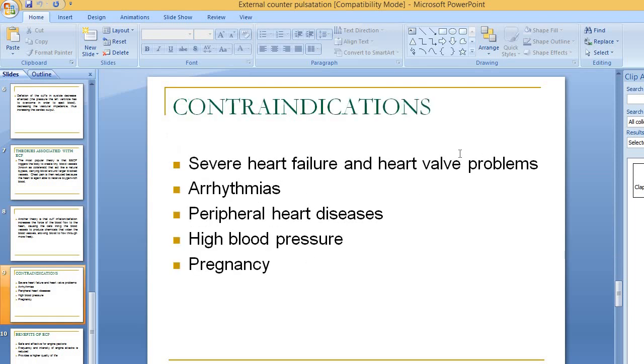And some contraindications are there. One is severe heart failure and heart valve problems, and another is arrhythmias, and then peripheral heart diseases, high blood pressure, and pregnancy.